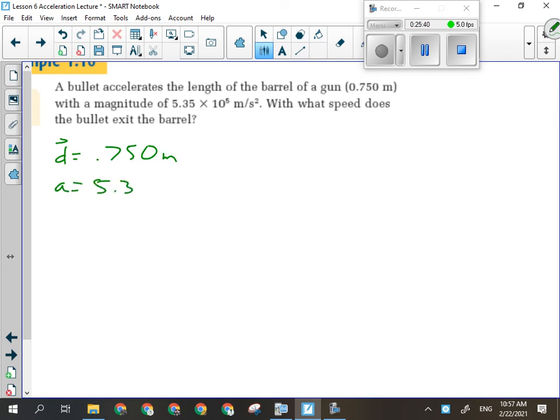Okay, with a magnitude of 5.35 times 10 to the 5 meters per second squared. Is that a lot? Yeah. Yes. Okay, but I mean that's how guns work.